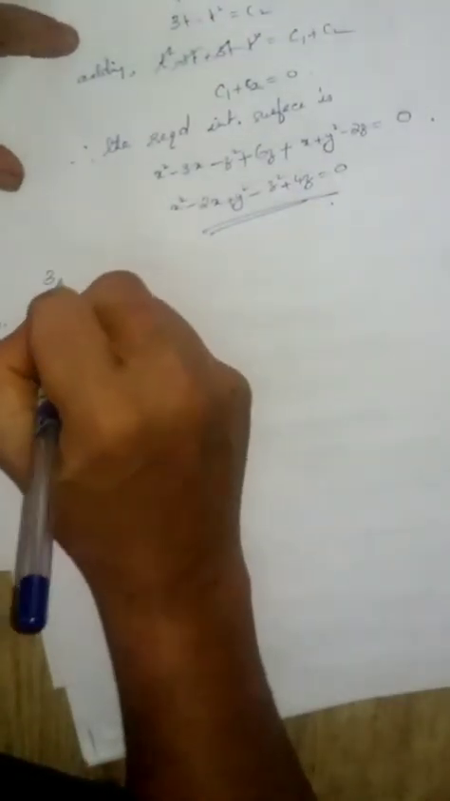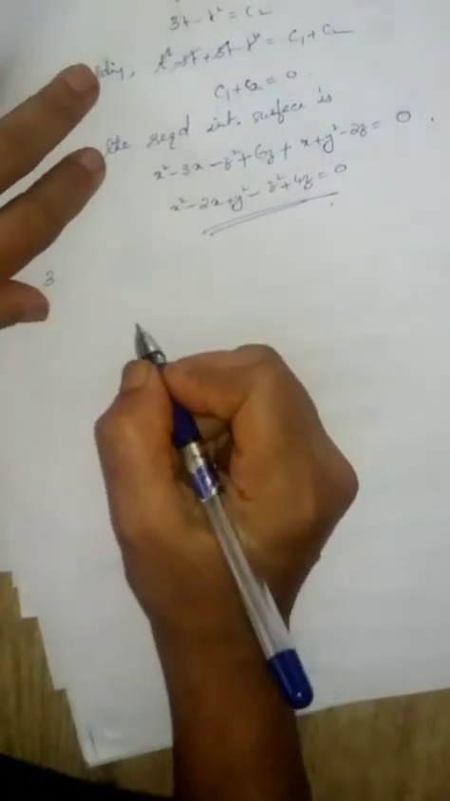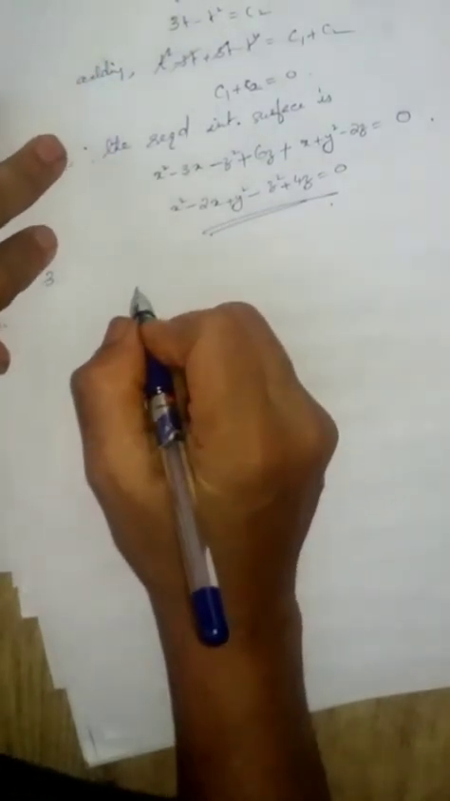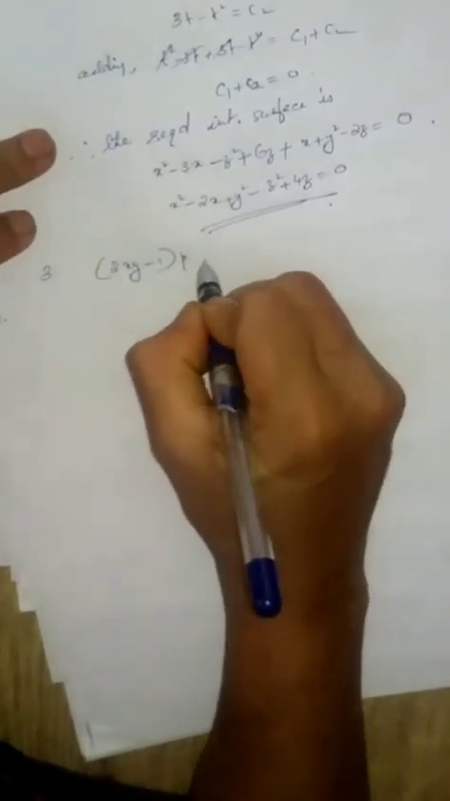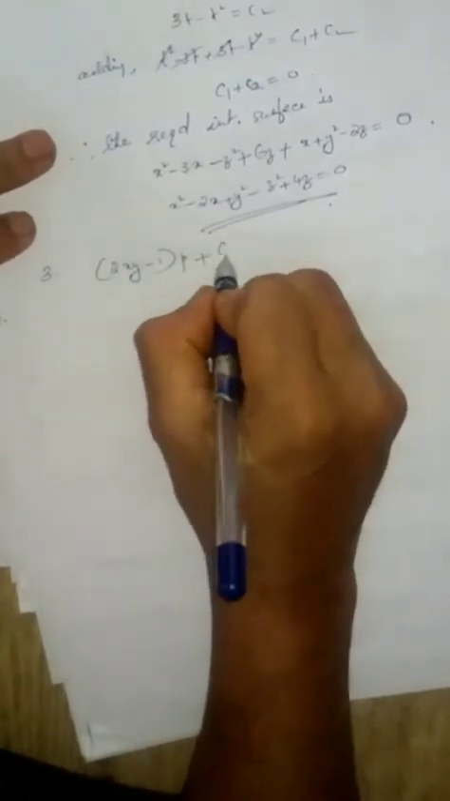Right? Now let us go to another important question. Find the integral surface through 2xy minus 1 into p plus z minus 2x square into q equal to 2 into x minus yz. It's passing through x equal to 1, y equal to 0.